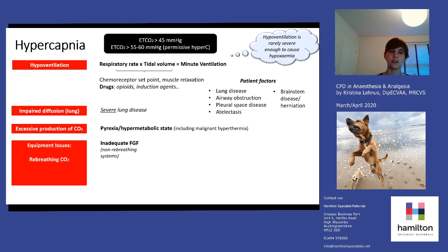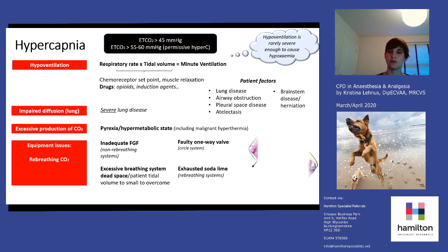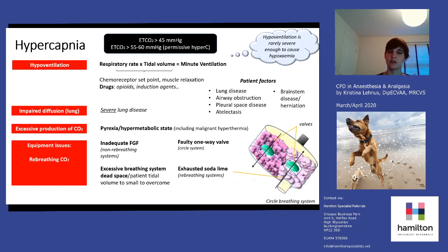Then we've got equipment issues, so these are going to be very common. Inadequate fresh gas flow for your non-rebreathing systems like the T-piece, or excessive breathing system dead space. So here I'm talking about anything that extends the patient's trachea basically beyond its nose. That would be the Y connector on the breathing system, a humidity and moisture exchanger, a capnograph adapter, a really long endotracheal tube. Especially if the patient has a small tidal volume, that's not going to overcome that dead space. It's going to start rebreathing.